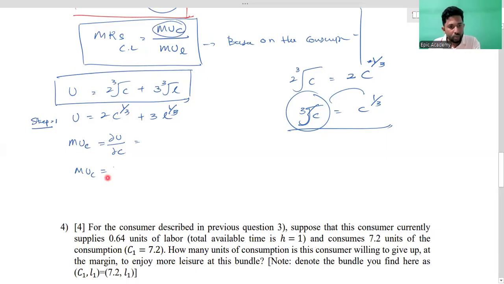Then you have to identify the respective value for the power, which is 1 divided by 3. It comes to the front. 1 divided by 3 is the coefficient, and the power becomes 1 divided by 3 minus 1. Just write down the steps. It is very easy to calculate. If you don't do that, there may be mistakes. That is why I do it step by step.